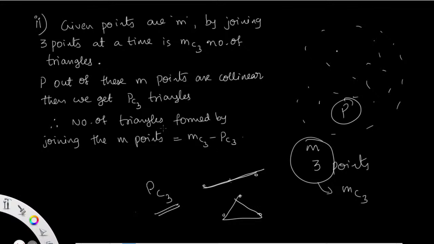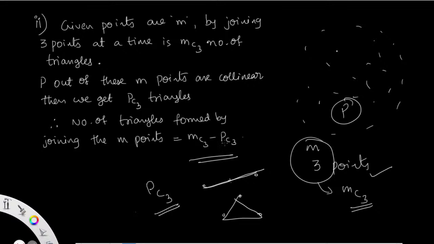But we need the number of triangles formed by joining the M points. So total minus collinear, then you get MC3 minus PC3 as the number of triangles formed by joining the M points. Totally M points are there; to form a triangle you can get MC3. But in these, P points are collinear. If the points are collinear, we cannot construct a triangle.